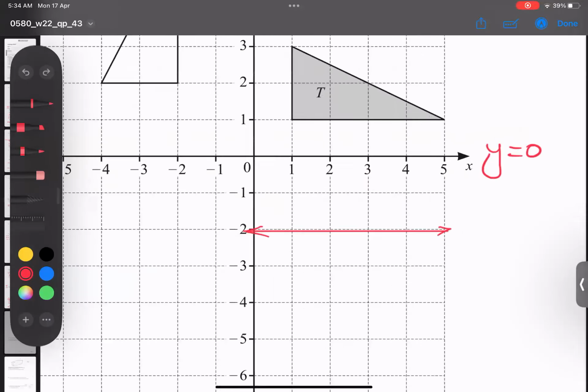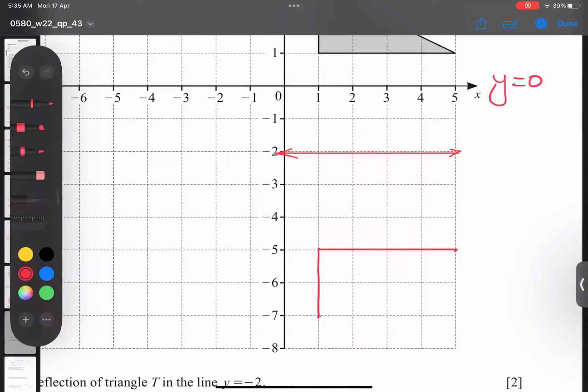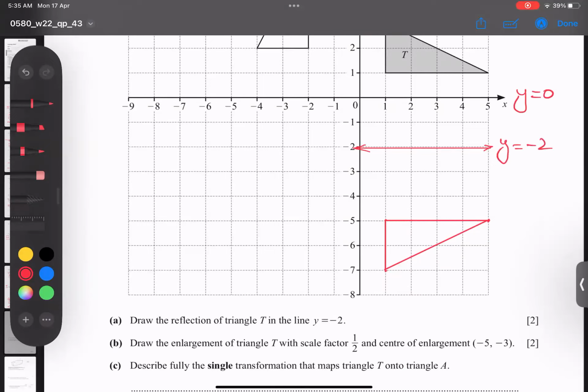So how to reflect, students? This point, how much away from the middle line? Count from the middle line, not from the object. 1, 2, 3 up, so 1, 2, 3 down. What about this one? 1, 2, 3 up, 1, 2, 3 down. What about the other one? 1, 2, 3, 4, 5 up, 1, 2, 3, 4, 5 down. I believe this is okay, and we got the answer. Alhamdulillahi Rabbil Alamin. So this is called reflection in y is equal to -2.